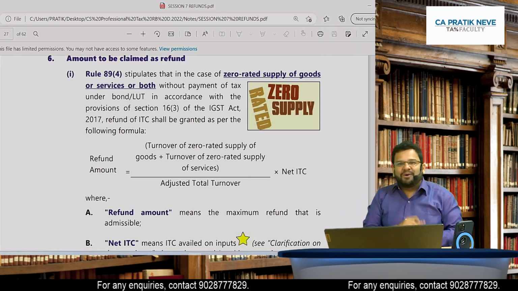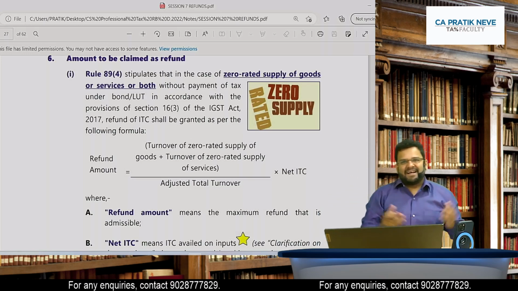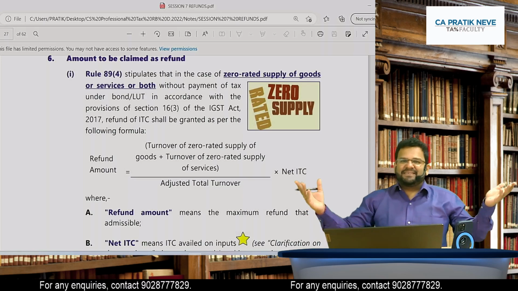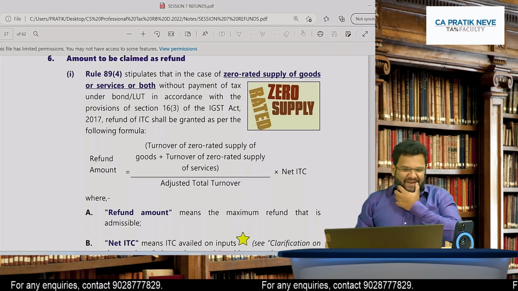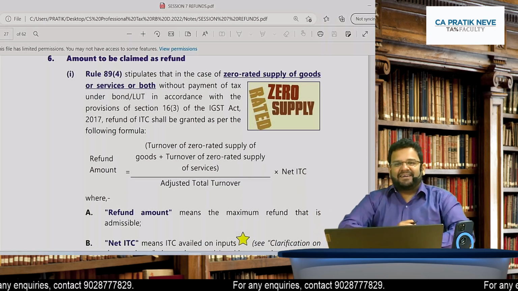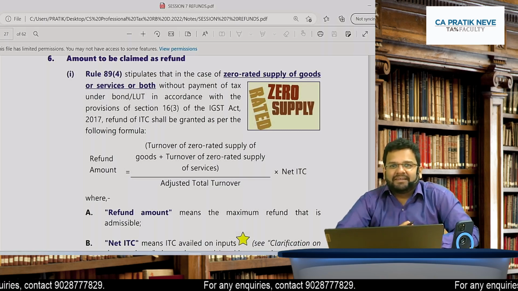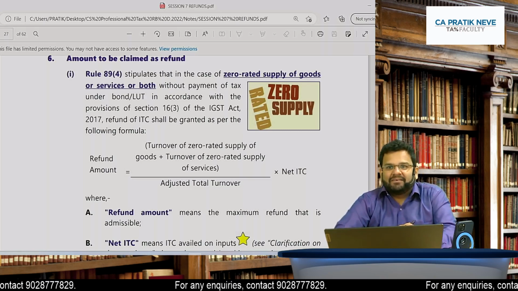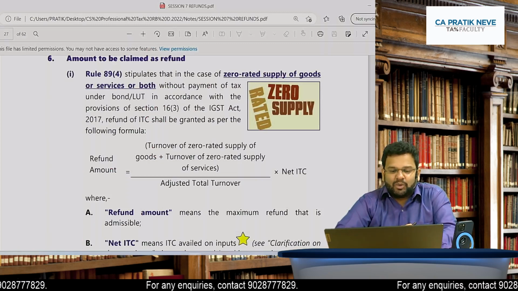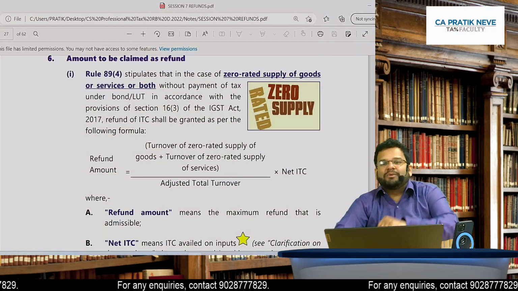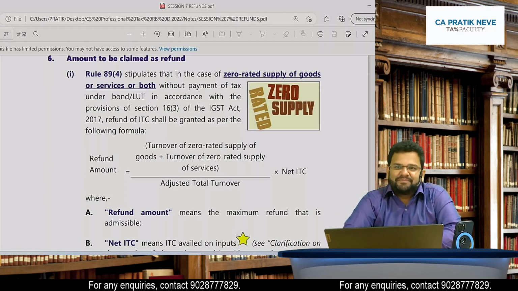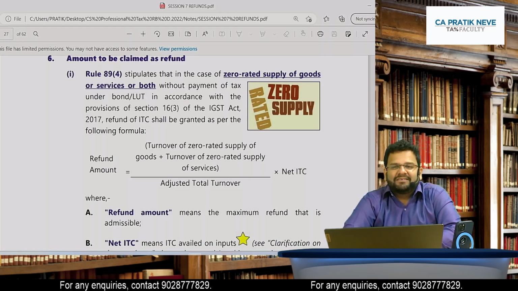Friends, you are not responding. Reply, please. Into net ITC. In our example, net ITC was how much? In our example, net ITC was 20. So isn't the formula the same? Did you get the logic behind the formula?